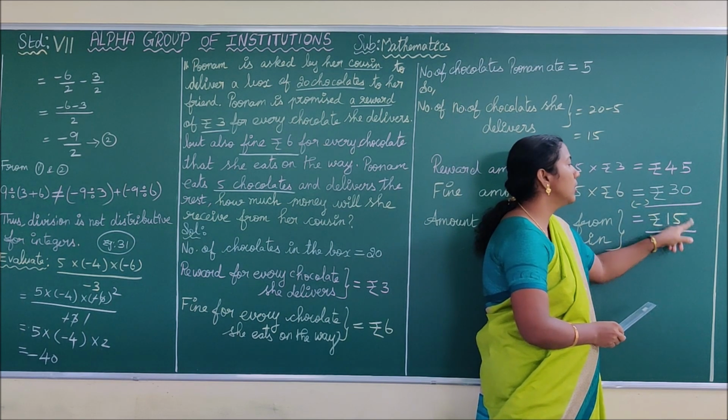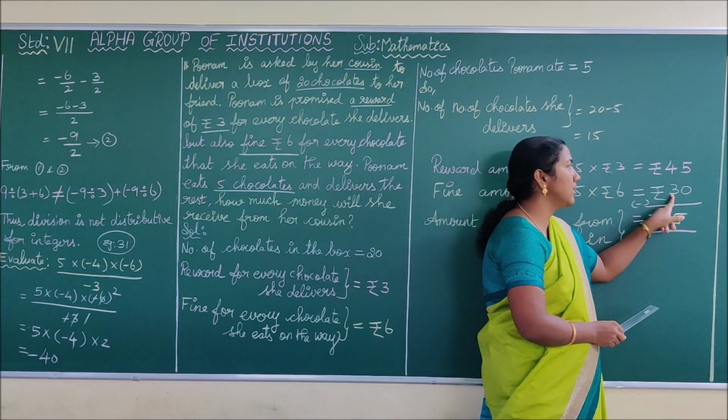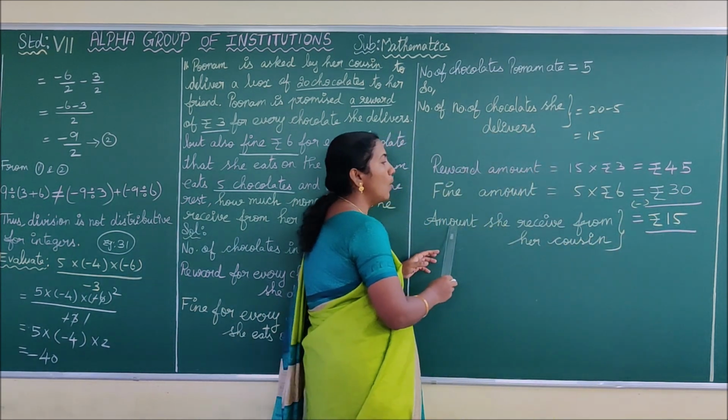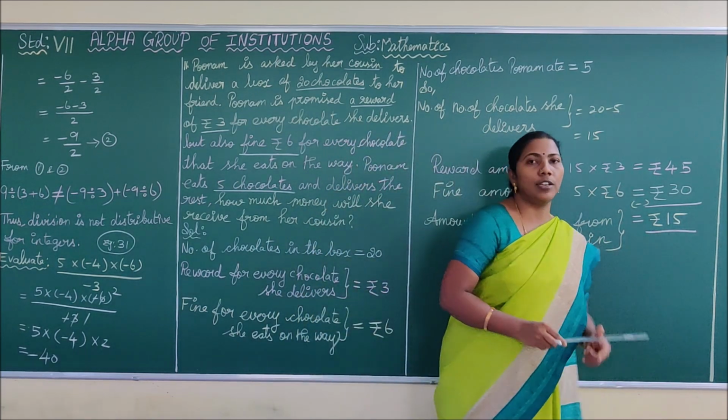So totally she received the amount of rupees 15. We get this amount by subtracting this 30 from 45. We get 15. Thus we can say the amount Poonam received from her cousin is rupees 15. It's clear, children?